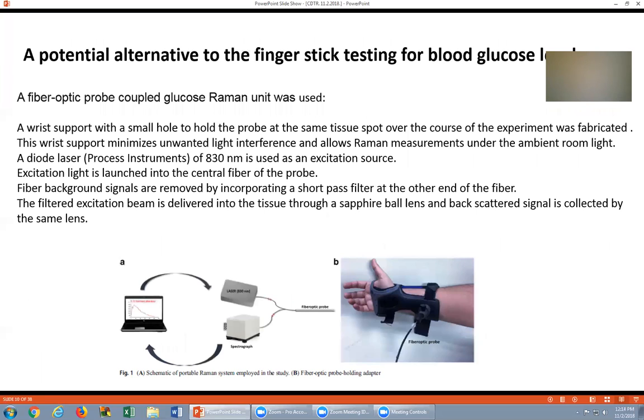This is just to show you what it looked like. Actually, if you look at it, the wristband is specially designed. It's quite snug, and it's fitted in there where you have the probe that's held at the same tissue point. There's a fiber optic cable that goes to the spectrograph, and then there's a computer that analyzes it. The whole machine is as big as a grocery store cart. The whole thing is standing right there next to the patient, and the patient has this wristband on for 2 hours.